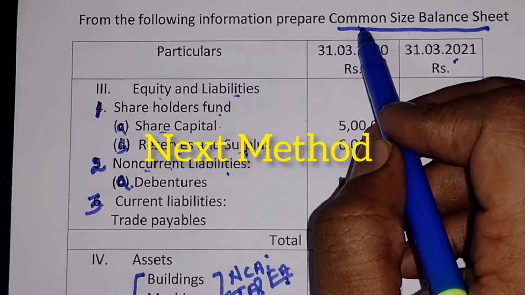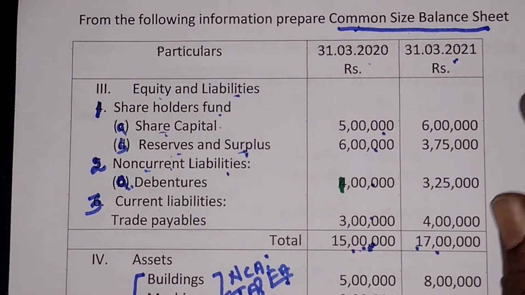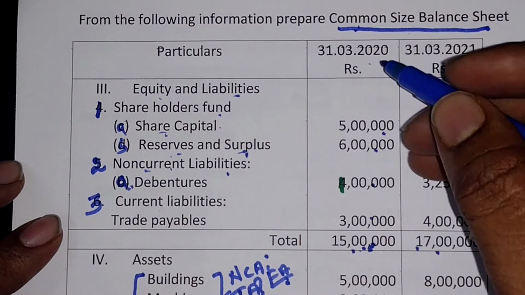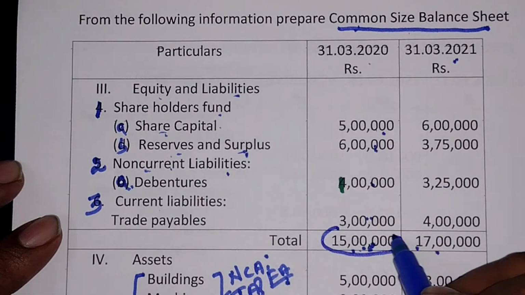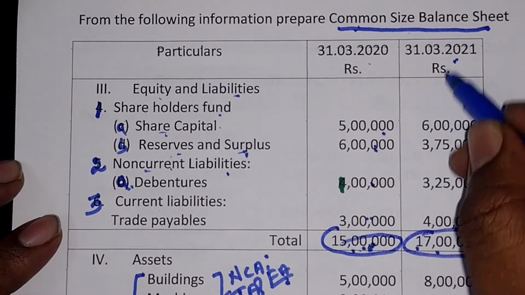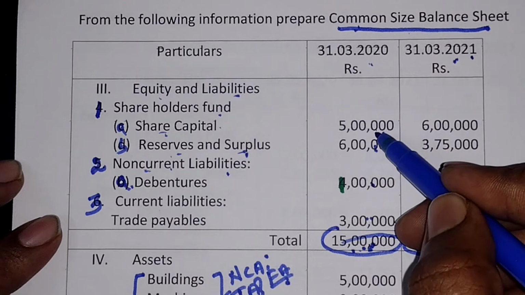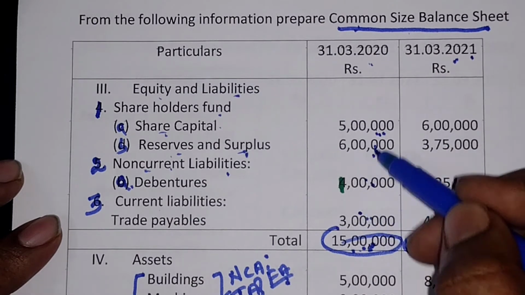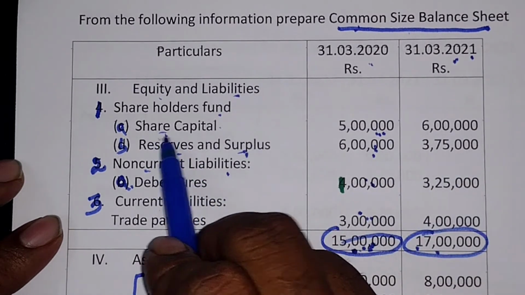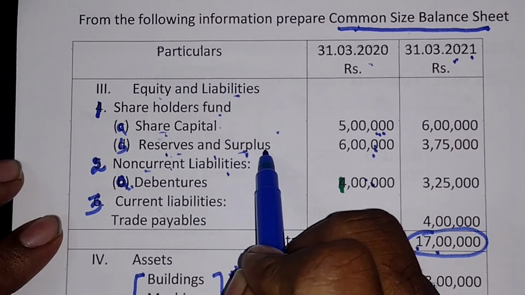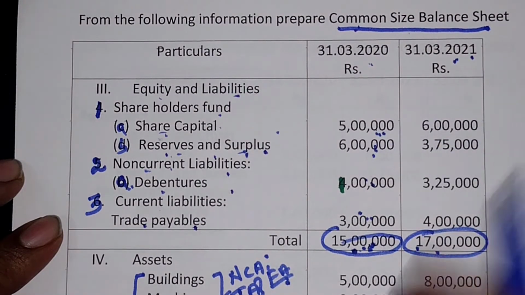Now I am covering the topic on common size balance sheet under the analysis of financial statement chapter. Under this common size statement, very simple to understand is that every individual value of the balance sheet has to be divided by total of the balance sheet. 2 years information is provided here, 2020 and 2021. For 2020, in the liabilities they given 4 values, and the 4 values you have to divide by 15 lakhs. So what are those 4 values? One, it is share capital, second one is reserves and surplus, third one is debentures, and fourth one is the trade payables. For the 2 different years it is provided.